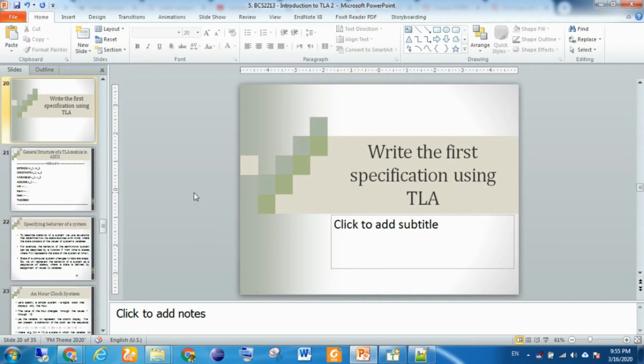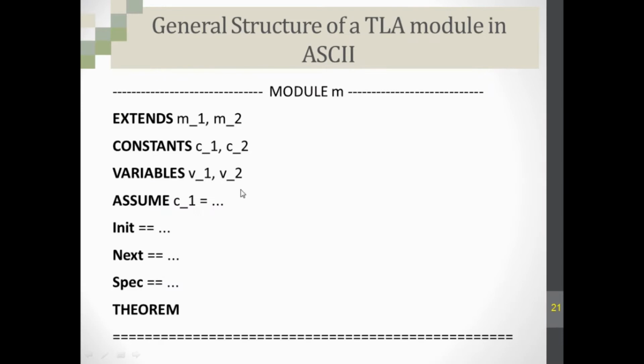So we will continue, and we will know in this part how to write the TLA specification. We will start with a very simple example, the example we call the hour clock. But before that, let's see the structure of TLA specifications. In any specification, there are some parts that should be there.